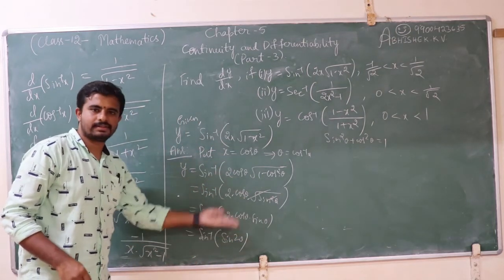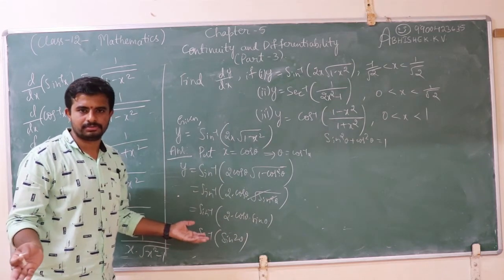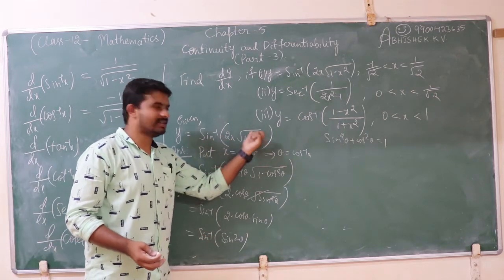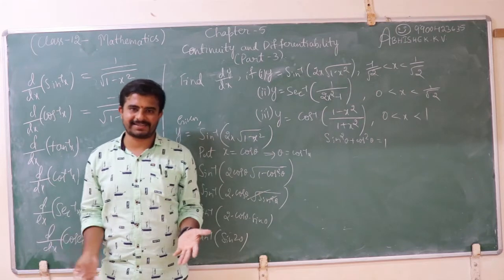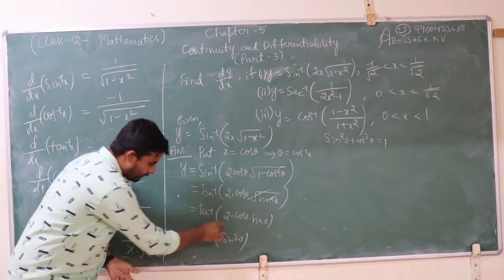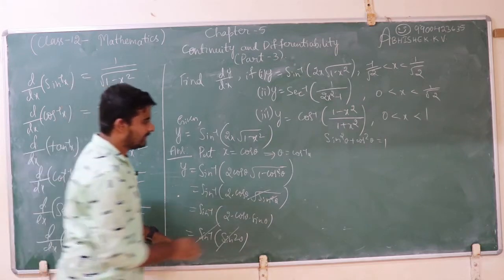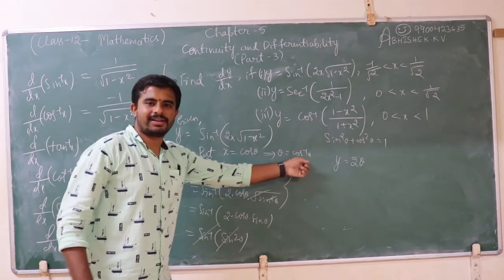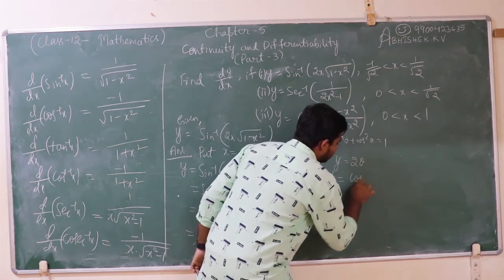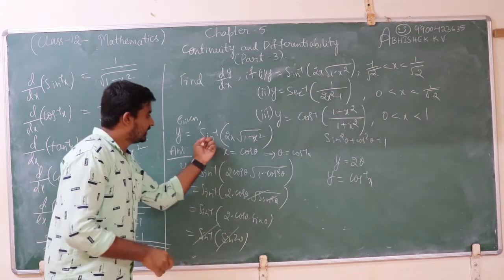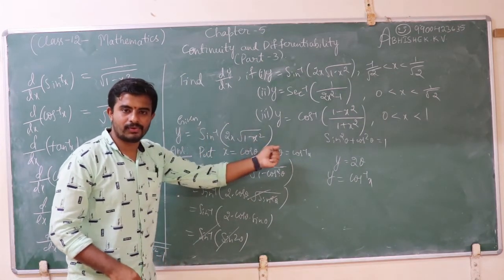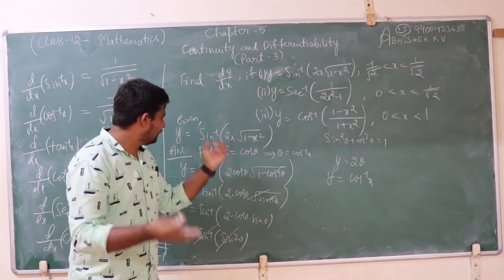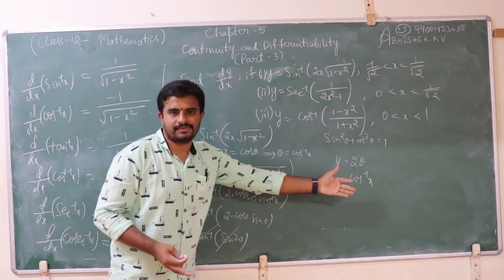See, these are all things we already did in chapter 2. We are simplifying this by converting sin inverse of 2x into square root of 1 minus x square into the form sin inverse of sin 2 theta. Sin inverse sin gets cancelled. We are remaining with y is equal to 2 theta. But theta is equal to cos inverse x. Therefore, y is equal to 2 cos inverse x.